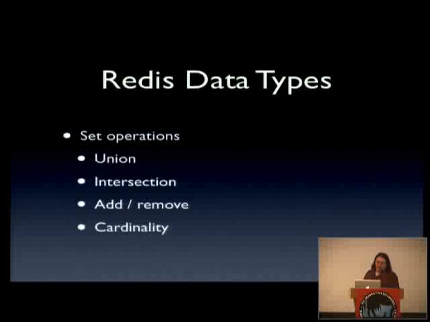Sets can do a lot of operations. These are built into Redis. So you can take the union of a set. You can take the intersection, which are the items between two sets that are in common. You can add and remove elements. You can get cardinality, which is just a fancy way of saying how many things are in the set.